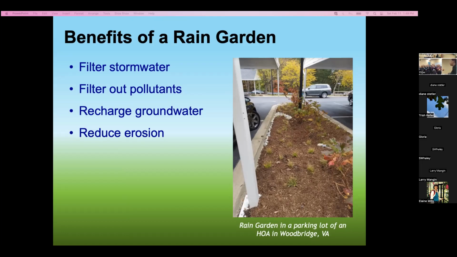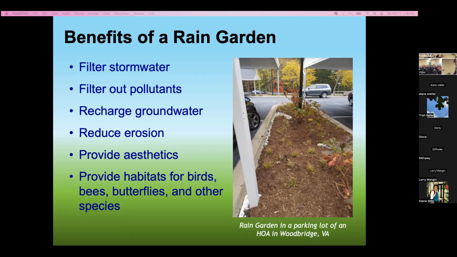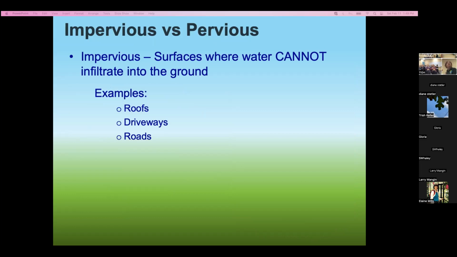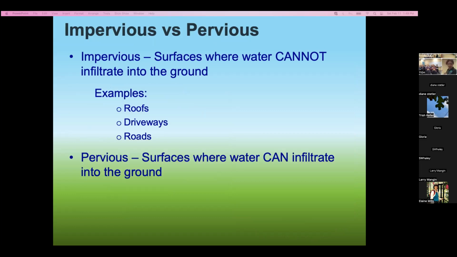Obviously it helps reduce erosion. You've got those plants that will help stabilize the soils, provides aesthetics. And it also provides habitats to a lot of your pollinators or small mammals. So does everyone know the difference between impervious and pervious? Okay, then I won't go through too much detail on this slide, but I just sort of gave some examples because sometimes even I get a little mixed up and have to stop and think.